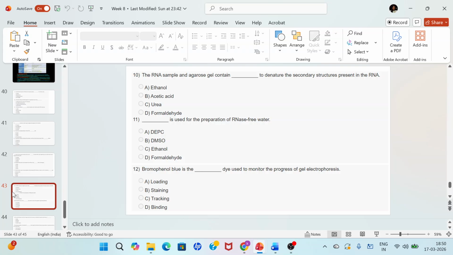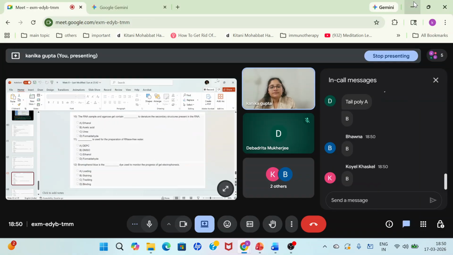RNA samples and agarose gel contain dash to denature the secondary structure present in the RNA. What is that? Question number 10, the answer. Yes, it is formaldehyde. Okay? It is formaldehyde. Next question.